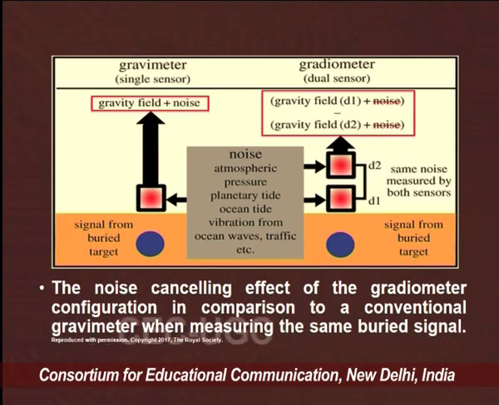You can see on the left hand side there is a gravimeter, that is a single sensor, but the gradiometer has two sensors and can easily detect the values at various field levels. So we can have a more efficient gradiometer. This is a schematic diagram of the working of the gradiometer.